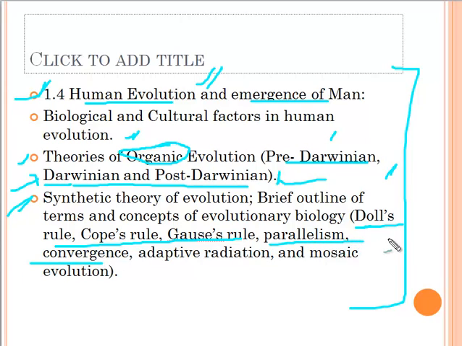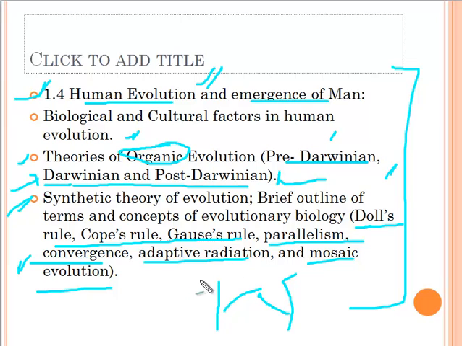Then parallelism and convergence. What is parallelism? Different species evolve by themselves in a parallel manner: this species is evolving in its own way, and that species is evolving in its own way. Convergence means that some of the developments they have may converge together. Let's say ants have wings, and birds also have wings. The wings of ants and the wings of birds have converged together, and that is called the concept of convergence. Then adaptive radiation and mosaic evolution.